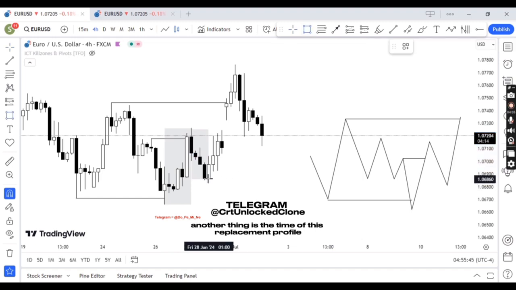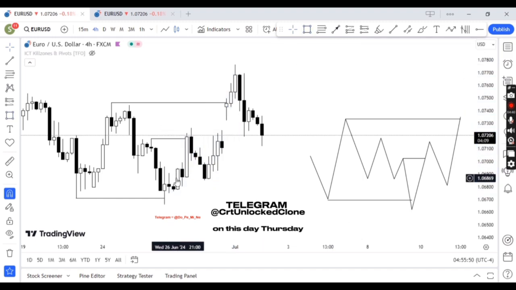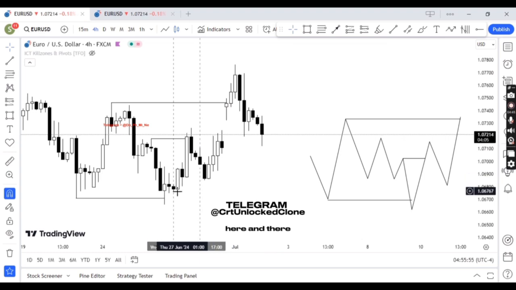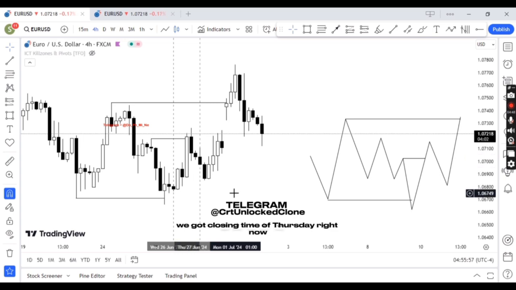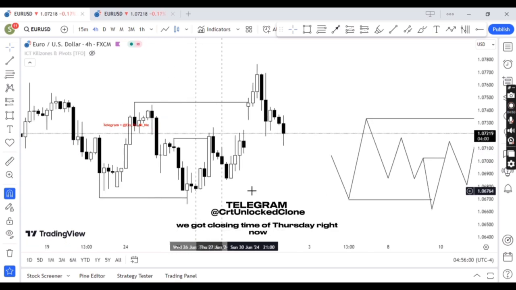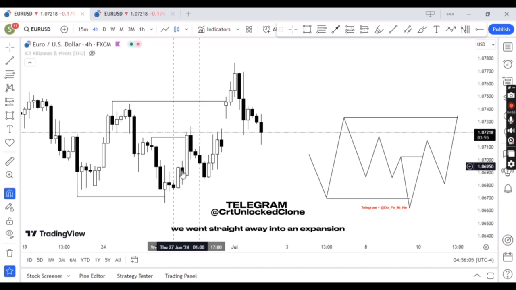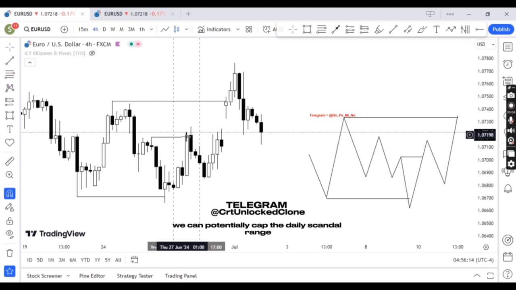Now another thing is the time of this retracement profile right here. You can see that if we plot the opening times on this day, Thursday, here we've got this opening time, and there we got the closing time of Thursday, right? Now you can see that right away after opening time we went straight away into an expansion and took out that range high right here, right? And we already had a huge expansion for the first half of the day on Thursday, and now we can potentially cap the daily candle range and retrace and form the wick high of the daily candle.